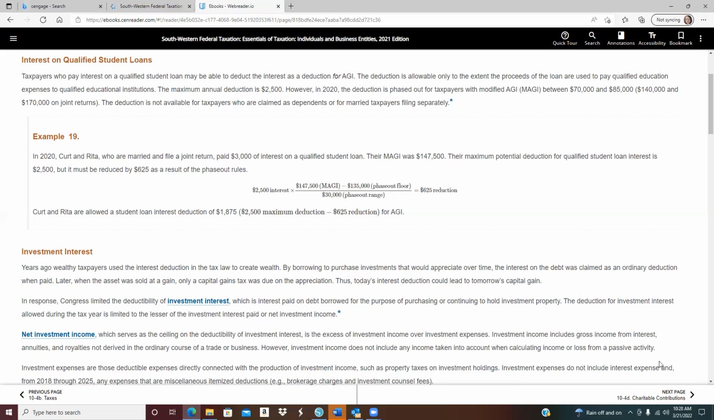Interest and investment interest. Years ago, wealthy taxpayers used the interest deduction in the tax law to create wealth by borrowing to purchase investments that would appreciate over time. The interest on the debt was claimed as an ordinary deduction, and only a capital gain tax was due on appreciation. So today's interest deduction could lead to tomorrow's capital gain. Investment interest is interest paid on debt borrowed for the purpose of purchasing or continuing to hold investment property. Right? So the deduction for investment interest allowed during the tax year is limited to the lesser of investment interest paid or the net investment income.